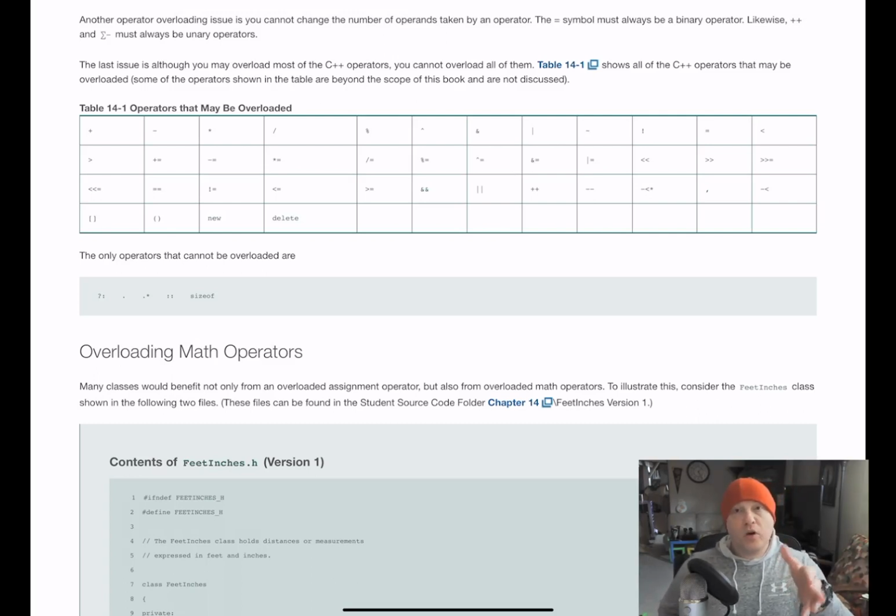So overloading, you'll recall from 13b in last session, means that we're going to augment the functionality of something that already exists. And that is what we are doing here with overloading these operators.